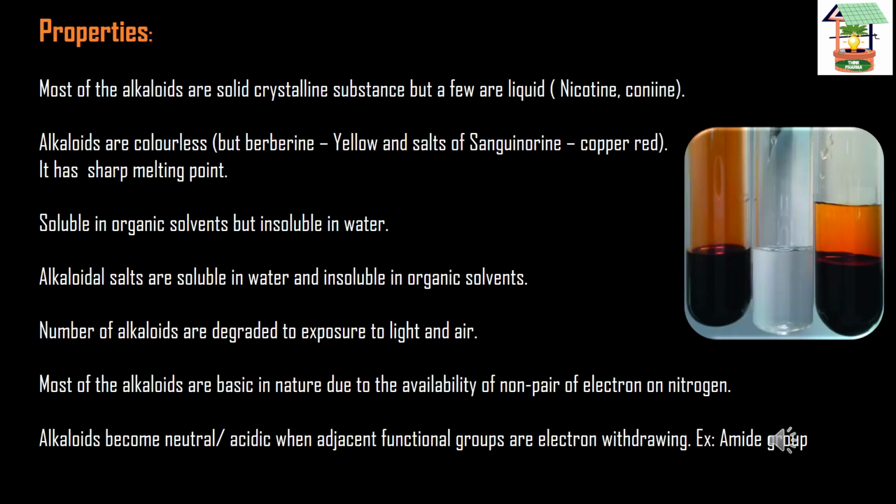Moving on to the properties of these alkaloids. These alkaloids are solid crystalline substances. Even we can find some liquid alkaloids, those are nicotine and quinine. These alkaloids are colorless. Even some alkaloids we can find which are colored, for example, berberine, which is yellow in color, and salts of sanguinarine, which are copper red in color.